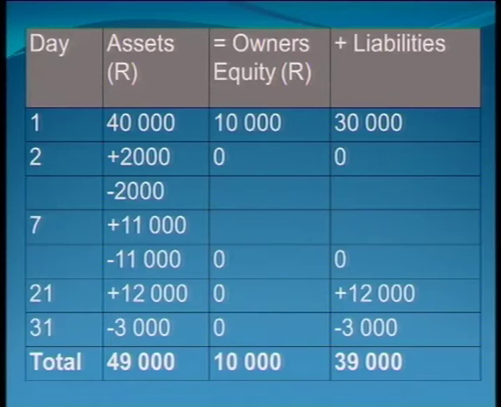Let's look at number 31. Paid off 3,000 on the bank loan. Meaning our liabilities decreased with 3,000 because we paid off our loan. And our assets also decreased because we used money to pay for the loan. So in total, all our assets are 49,000, our owner's equity is 10,000, and our liabilities are 39,000.